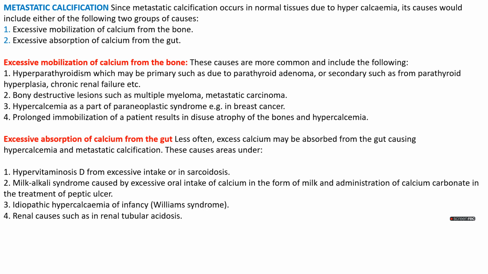Next, renal causes such as renal tubular acidosis. If there is an excessive H plus level in the renal tubular cells, there is a higher chance of hypercalcemia, because calcium won't be filtered out or secreted from the blood into the renal tubules due to acidosis.